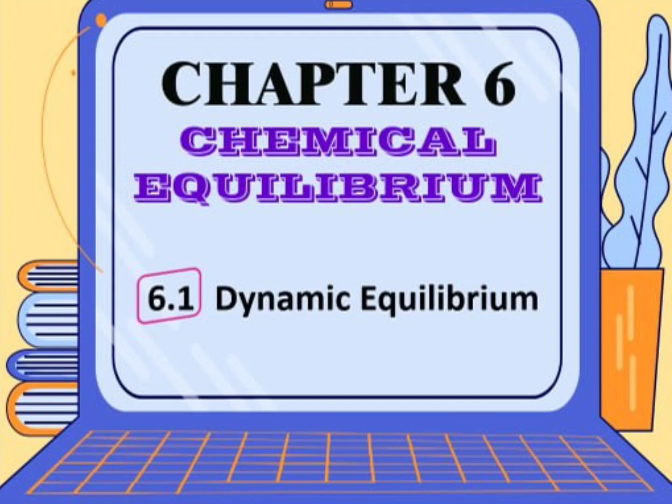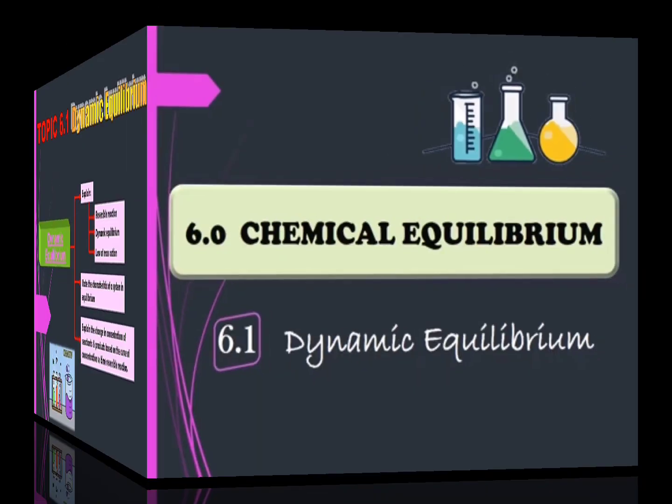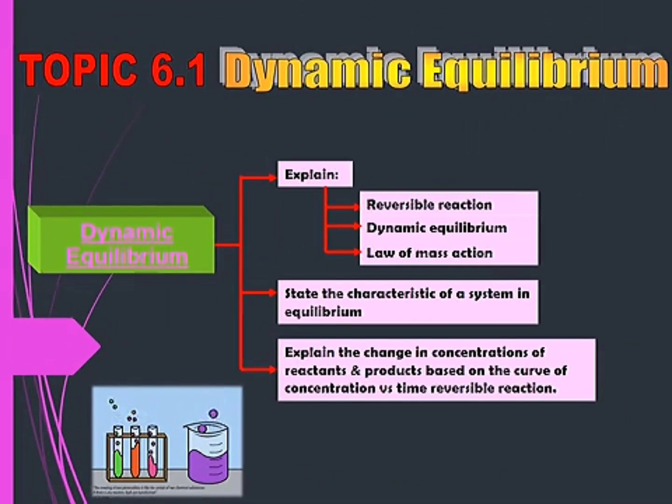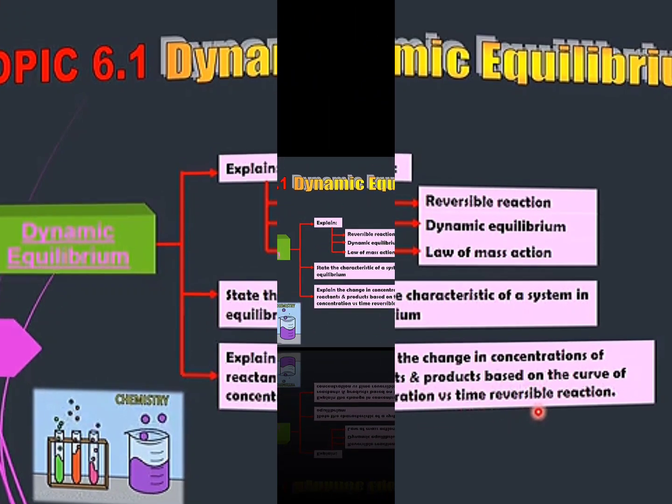Okay, so 6.1, dynamic equilibrium. So we are going to look at the introduction about chemical equilibrium. So these are the things that you need to know in this subtopic. The first one, you need to know what is reversible reaction, dynamic equilibrium, and law of mass action. Okay, and then we are going to look at the characteristic of system in equilibrium, and we are going to explain the change in concentration of reactant and product based on curve of concentration versus time for a reversible reaction.